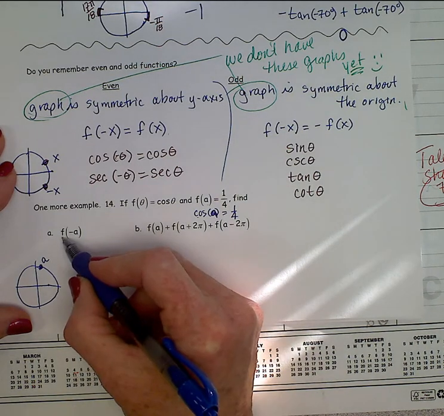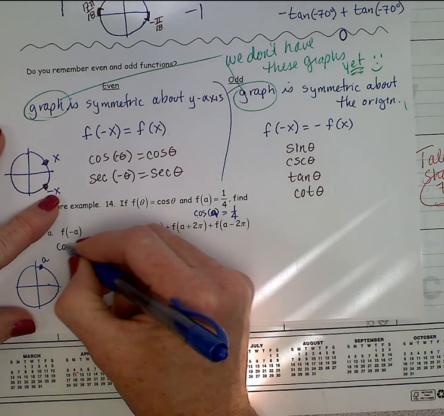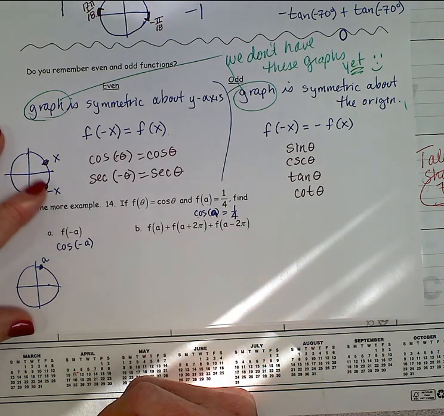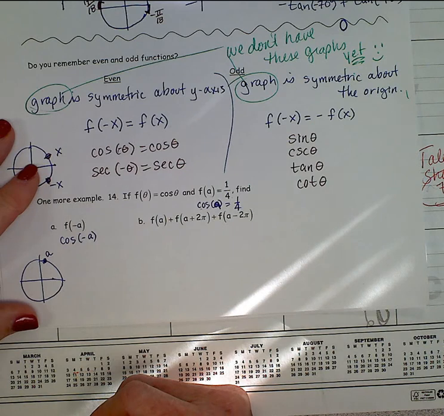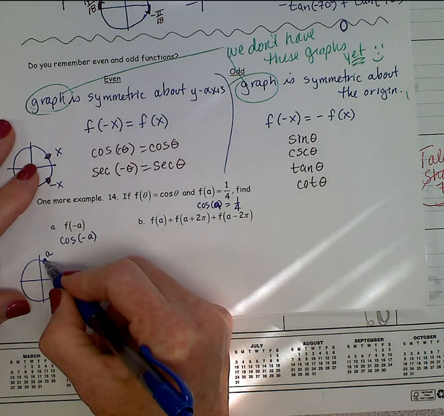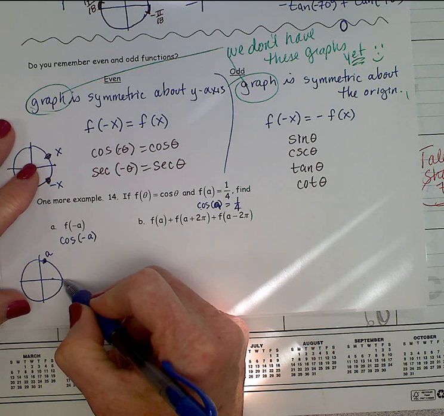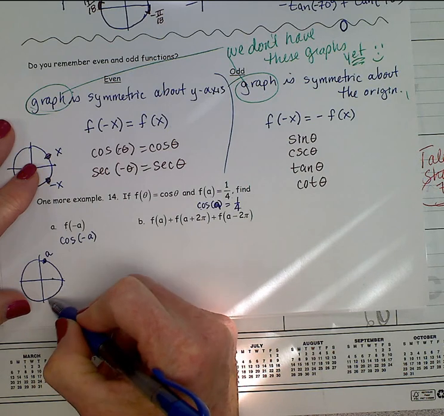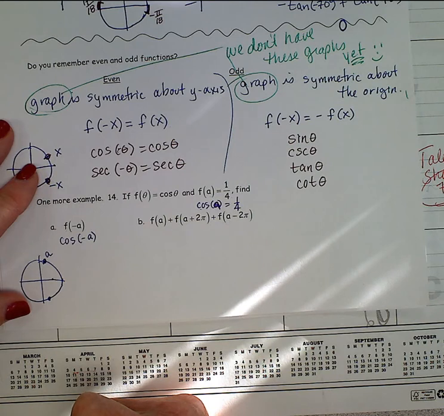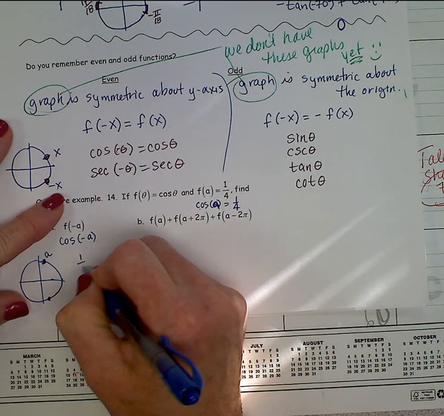What's f of negative a, the cosine of negative a? There's a, that's at 1/4. The x-coordinate's 1/4. What's the cosine of negative a? Right down here. Yeah, that's also 1/4. Same x-coordinate.